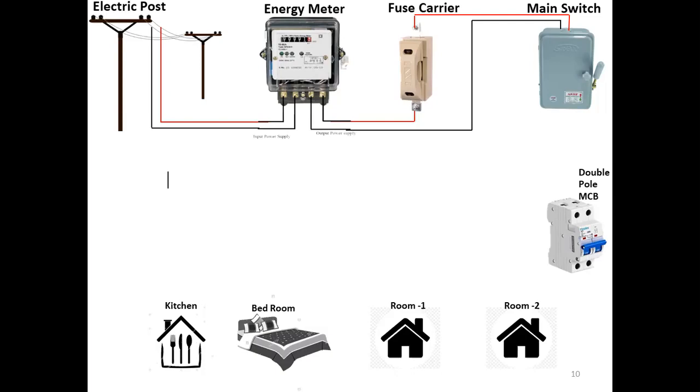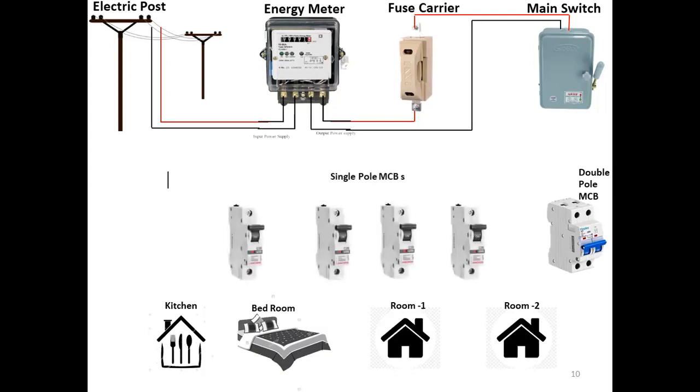For that we are using single pole MCBs, four single pole MCBs. The first MCB is for your kitchen, the second MCB is for your bedroom, the third MCB is for room 1, the fourth MCB is for room 2. So if you pull down this MCB, the supply given to the kitchen is disconnected, right? Similarly, if you pull down this MCB, the supply given to your bedroom is disconnected. So likewise the wirings are done. How do they do such wiring? That is what we are going to discuss now.